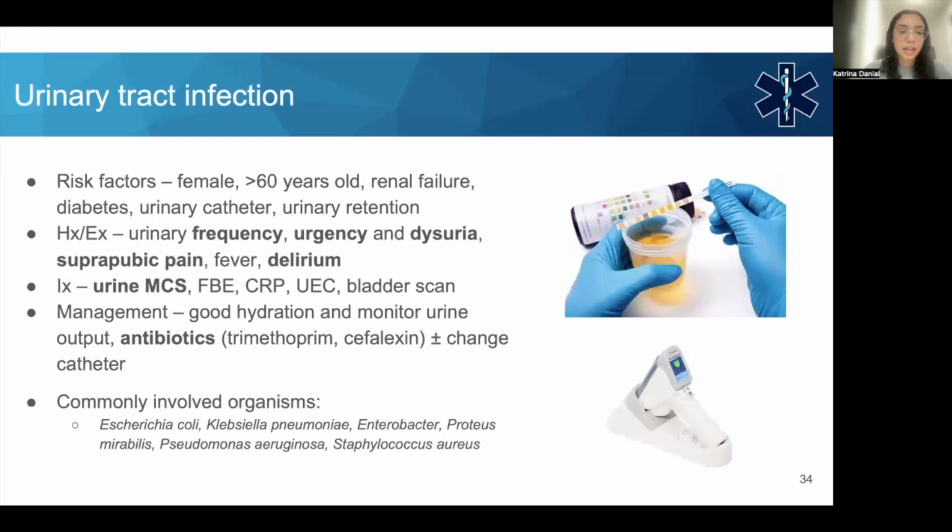And then with UTI, the risk factors are being female, being older, having a catheter that's been there for several days, or having diabetes. Okay. The way that you would check for this is you do a urine sample and send it for MCS, and you treat with antibiotics, etc. Quite a common complication in people who also have a retention, so people with BPH, for example, because stasis is the basis for infection.